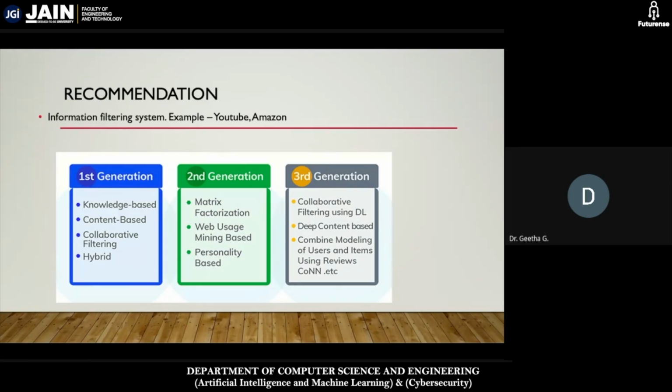So when you want to resolve a problem, you want to develop a recommendation engine, you can do it using any of these techniques. I suggest that you go in for a third generation, where you use deep learning as well as convolutional neural network. So these are some of the new advancements in the field.